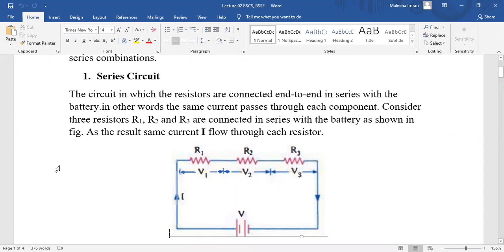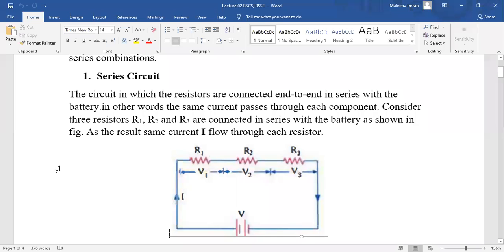So this is the series circuit, and what we see here in the series circuit is that one end of the resistor is connected with the other end of the resistor. So here let me consider we have three resistors of values R1, R2 and R3, and they are all connected in series with a battery. Now we see how much current will flow through the circuit.